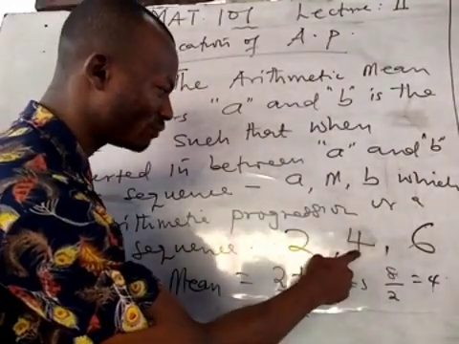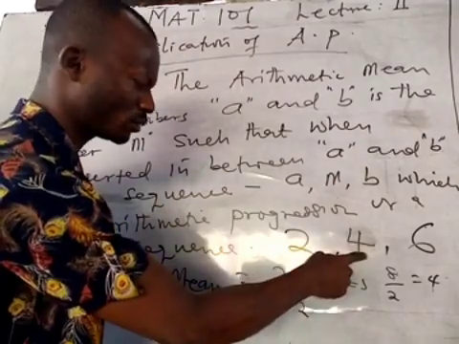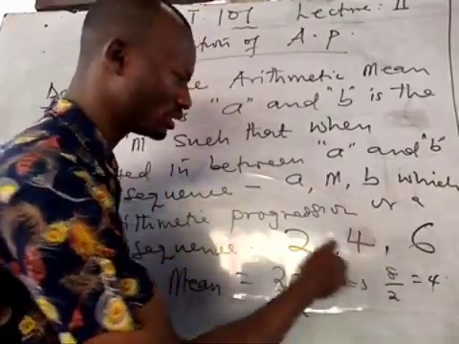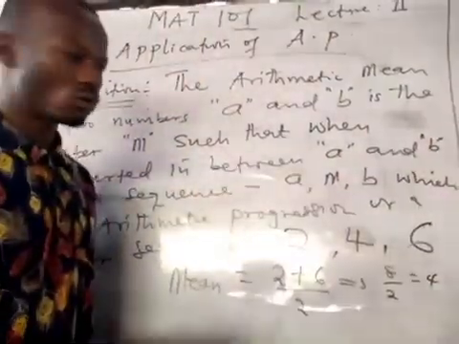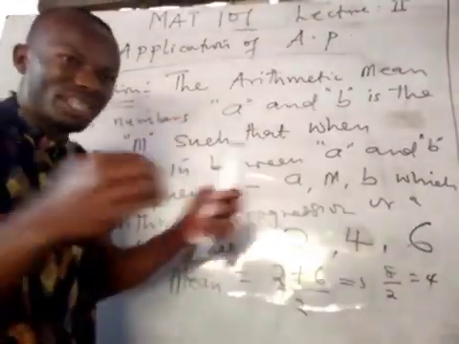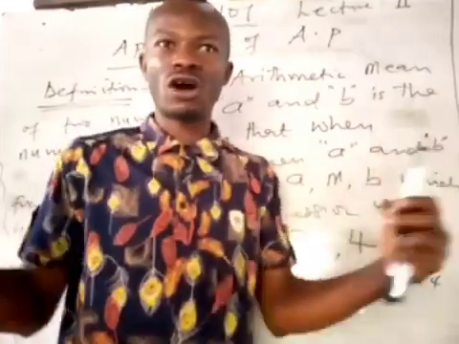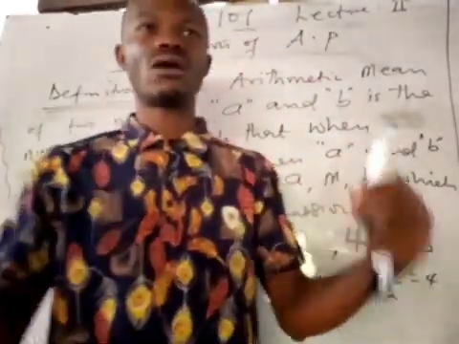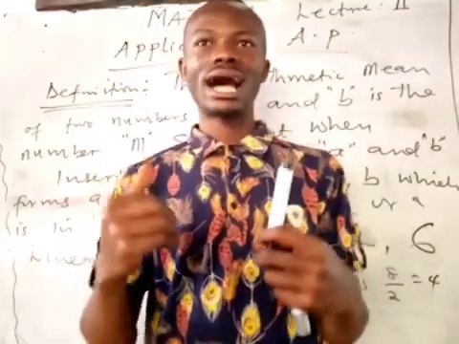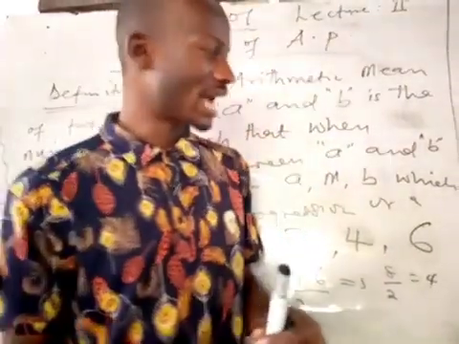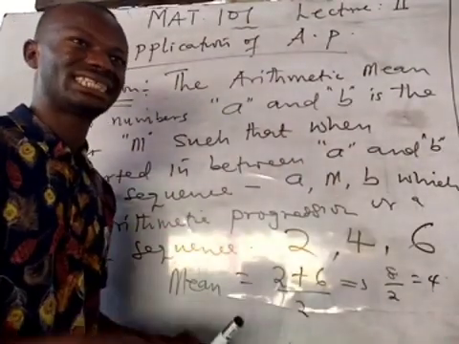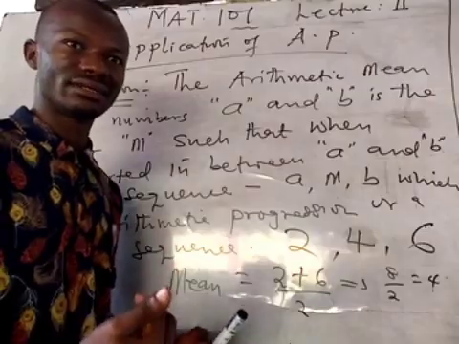Look at it now. The difference between 4 and 2 is 2. The difference between 6 and 4 is 2. So this sequence is in AP. So whenever you insert the arithmetic mean of two numbers in between the numbers, you are meant to form a sequence in arithmetic progression.